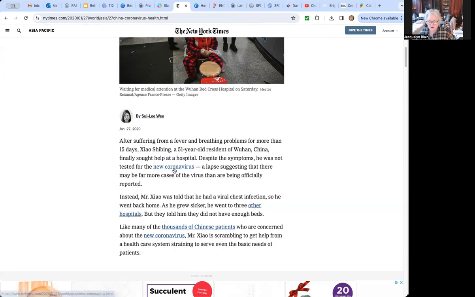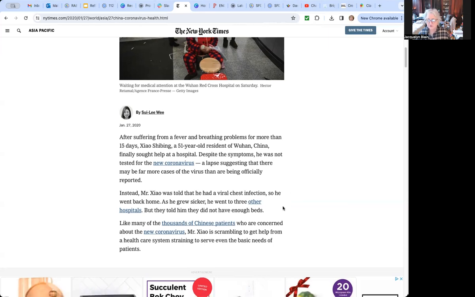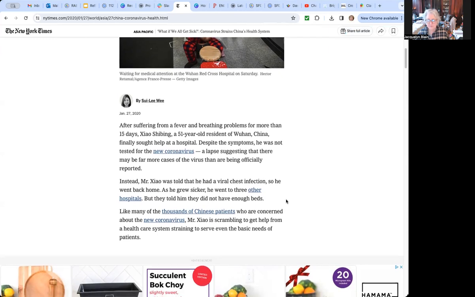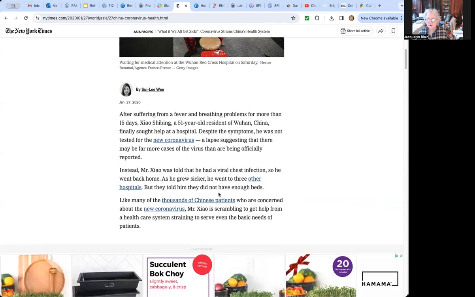And here's a link to an article about it, a lab suggesting that there may be far more cases of the virus than are being officially reported. Instead, Mr. Zhao was told he had a viral chest infection, so he went back home. As he grew sicker, he went to 3 other hospitals, but they told him they did not have enough beds. So this is sort of your opening, and it takes up more than one paragraph.